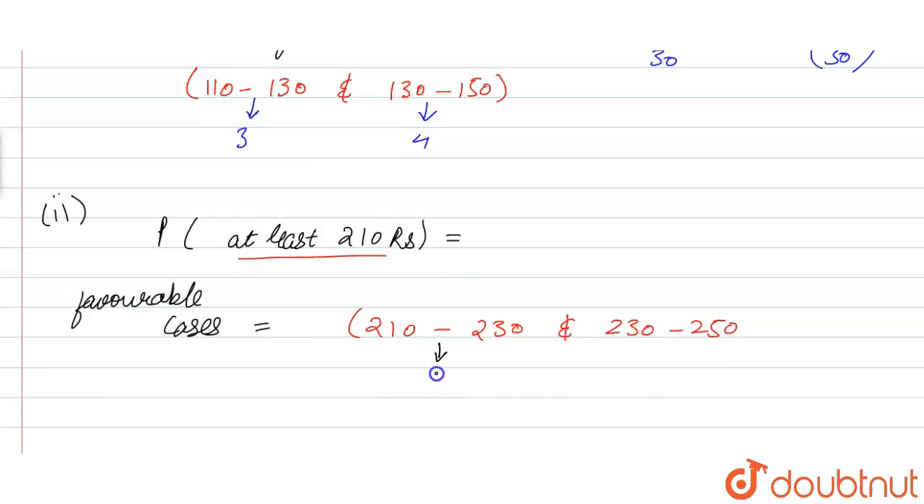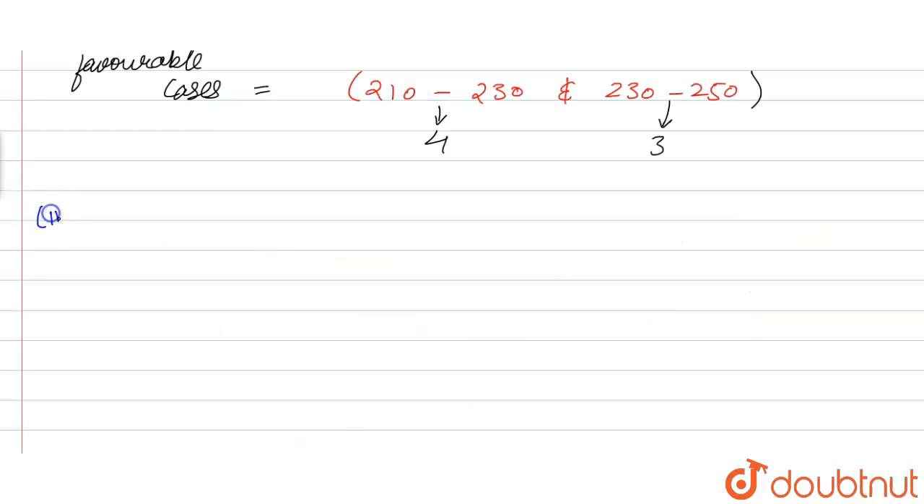In this range there are 4 workers, and in this range there are 3 workers. So the probability will be the number of favorable outcomes, 4 plus 3, upon the total number of outcomes, 30 workers. So the probability will be equal to 7 upon 30.